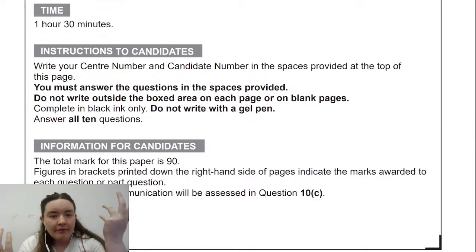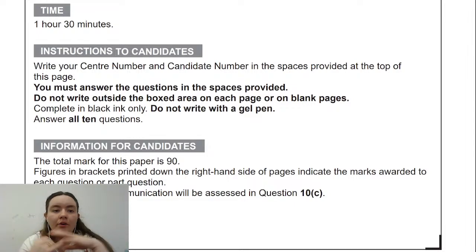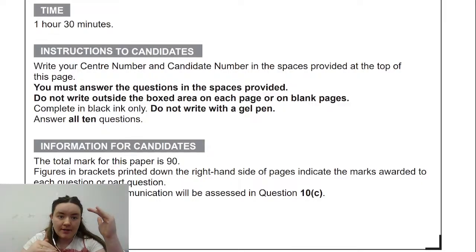So as usual, the main focuses that I have whenever I am doing one of these paper streams is we're going to look at our command words and how to answer our questions properly. We're going to look at how to get the right amount of information in whenever we've got, say, a 2 marker versus a 4 marker, like how much detail do we need to include.